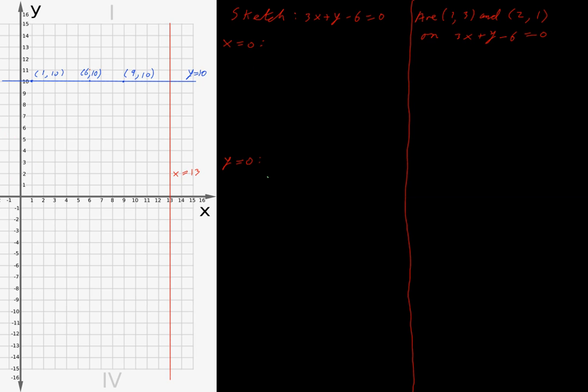So let's do that in practice and see what it looks like. I want to take the equation of my line and I'm going to set x equal to 0 and then find out what y is going to be.